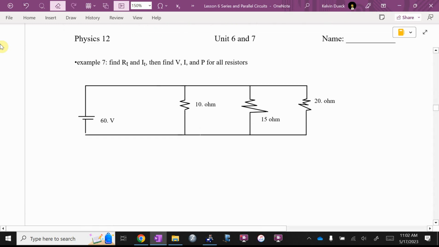Example 7 says find I total, R total, and then find V, I, and P for all resistors. Gotta be honest, first of all, I'm just going to scribble out the P because it's going to be too crowded. I added that, and then I thought it's too much writing. Once you have all 3, you can find the power.